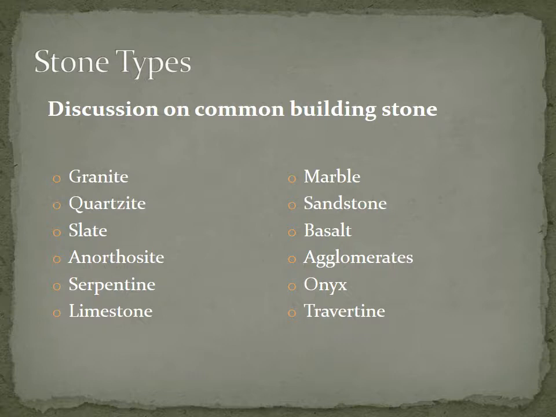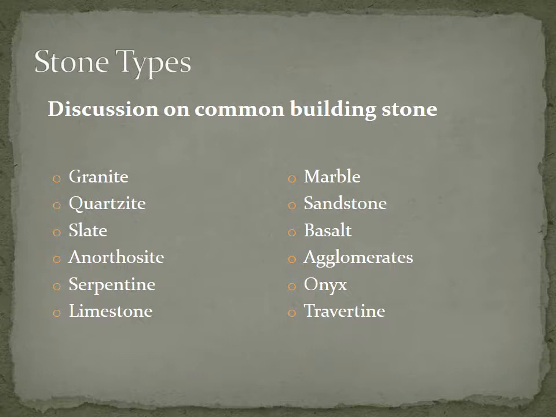The agglomerates are kind of similar to a breccia, where it looks a lot like terrazzo, where you have pieces that are bound together in a cementitious matrix or a resin-based matrix. So you see big chips of stone and it's all bound together, and they'll come in square tiles or whatever shapes and sizes of the tiles, but it's a manufactured stone.